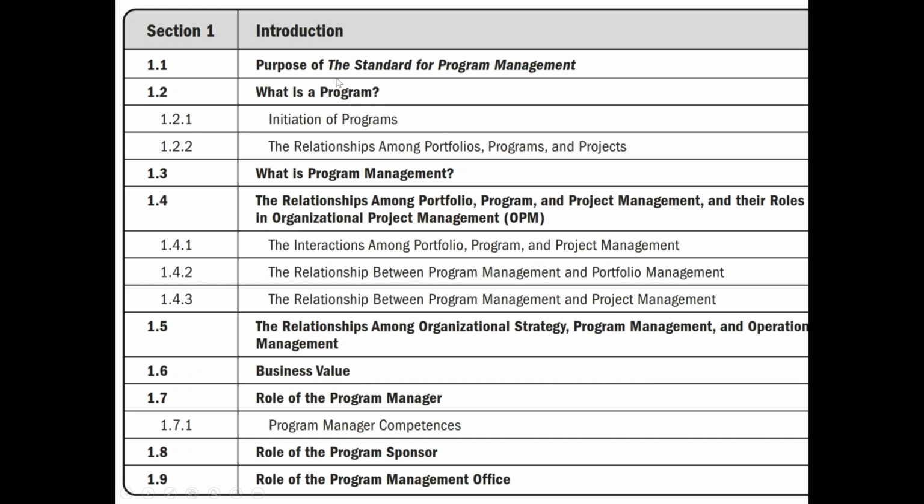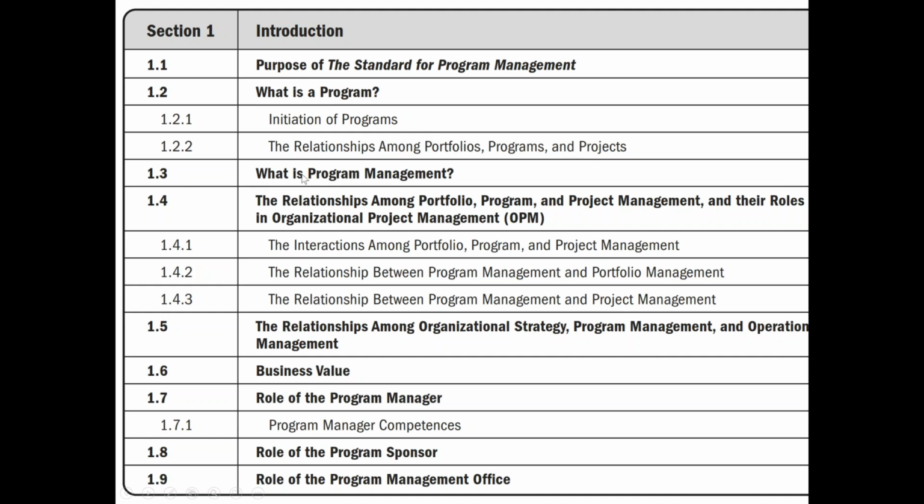We first talk about the purpose of the standard. Then what is a program? We talk a little about the intricacies of a program, then how to initiate a program, then what the relationships are amongst portfolio, program and project. I know you understand all this, but still, if there is a gap in the concepts, I would like to plug them properly, so you don't confuse yourself later.